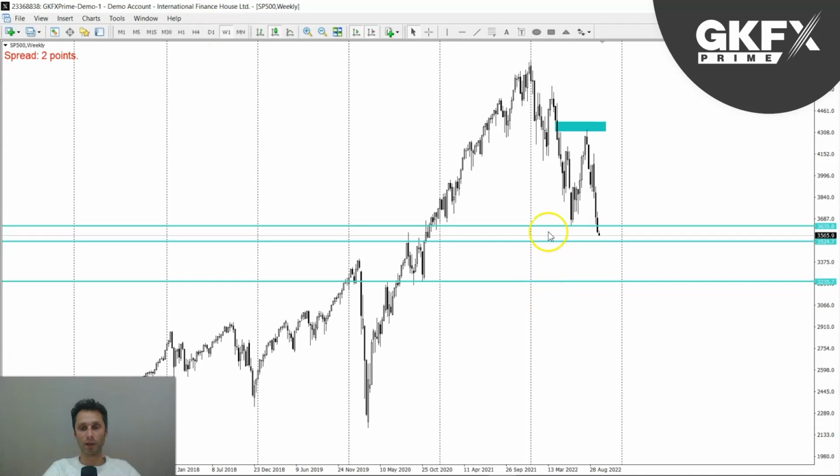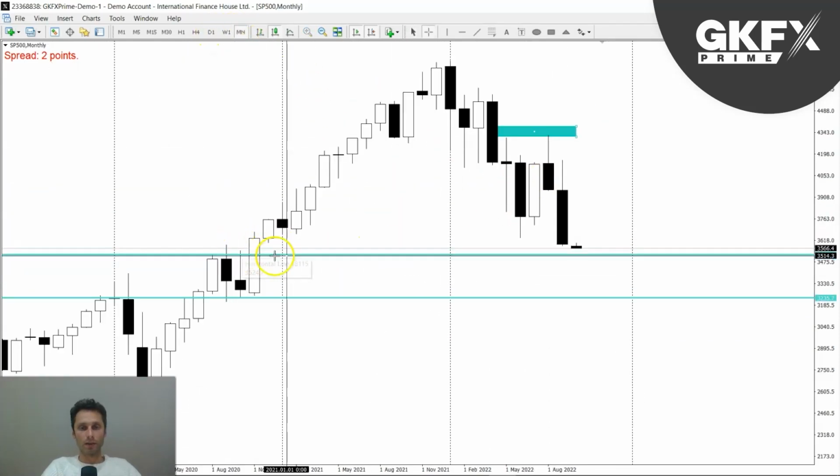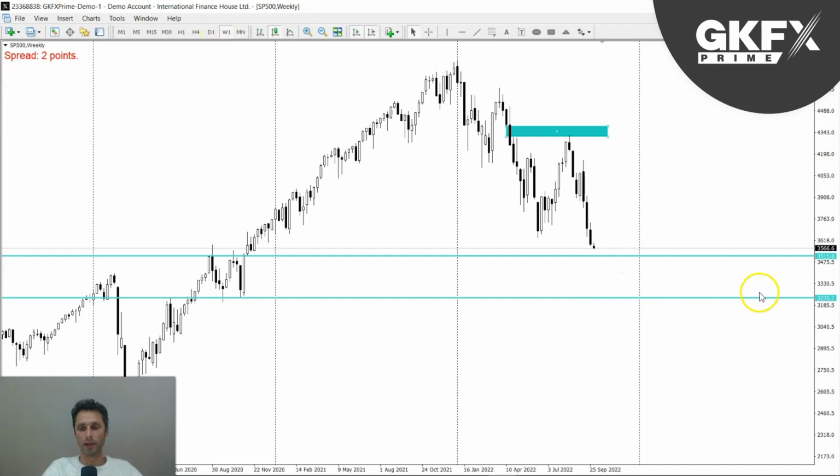So now let's zoom out. Let's look at the weekly. Can delete the previous levels. And I drew this one as the next target. So here's the level I'll be looking at next. So it looks like we are now heading into that level, and we may be going even beyond that.